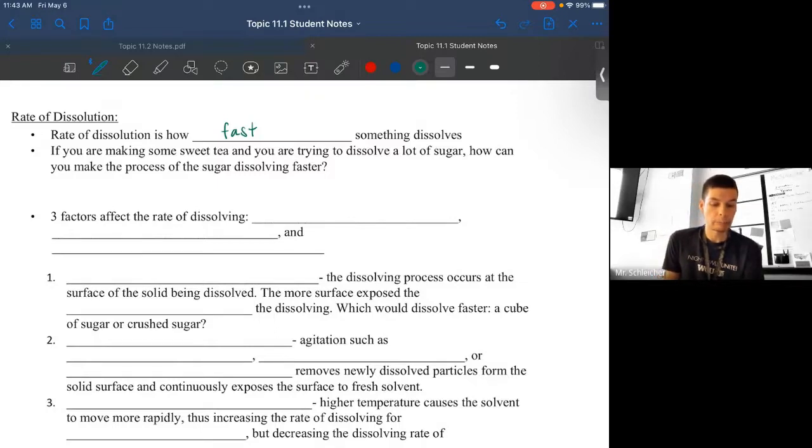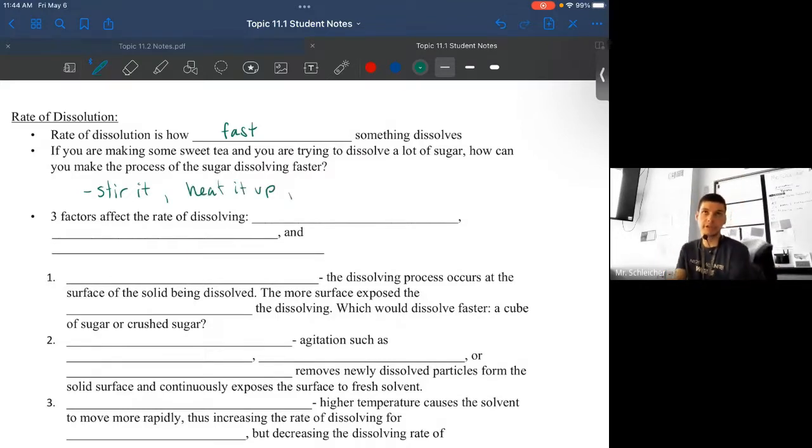Well, you can stir it. That's one. I mean, actually stir it. Don't just look at it. You can heat it up. What else can we do? Just one other thing that not a lot of people have been getting.